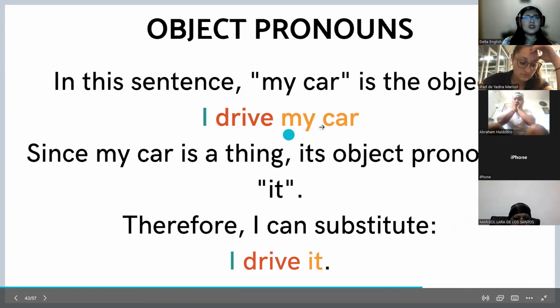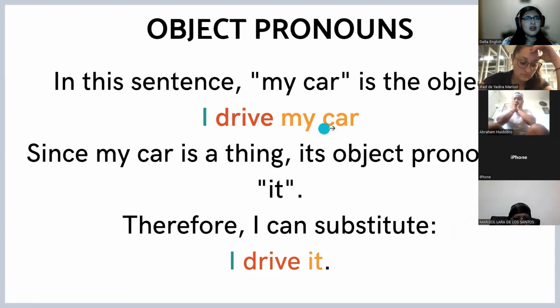I can substitute my car with its corresponding object pronoun, which in this case is it. So I can transform my sentence from I drive my car to I drive it. I drive it. And now my sentence is shorter and I don't need to keep repeating my car.